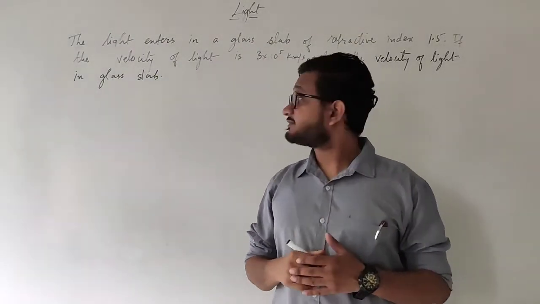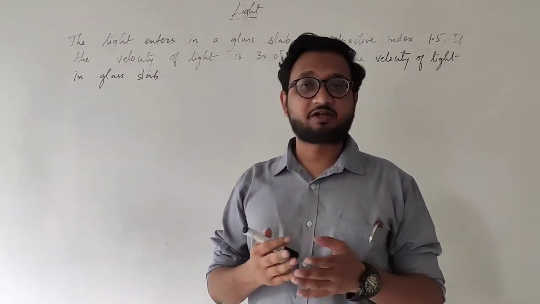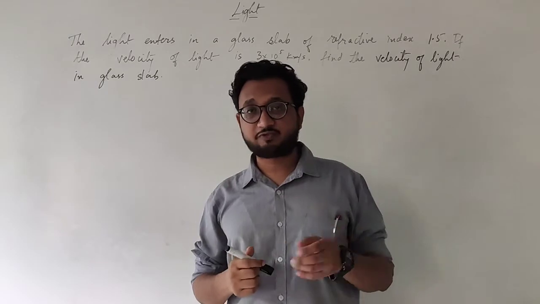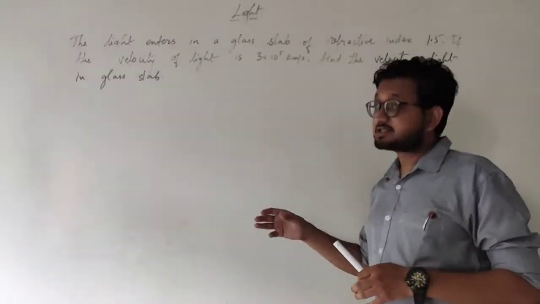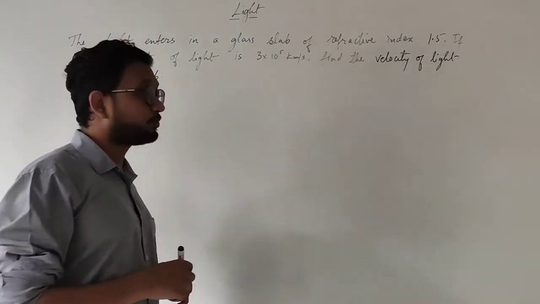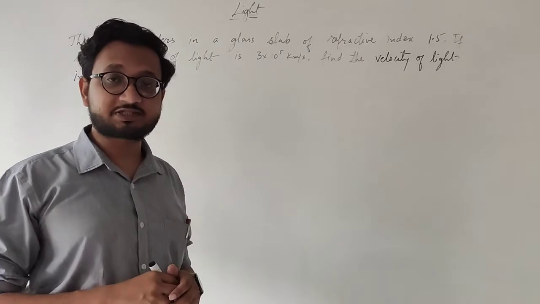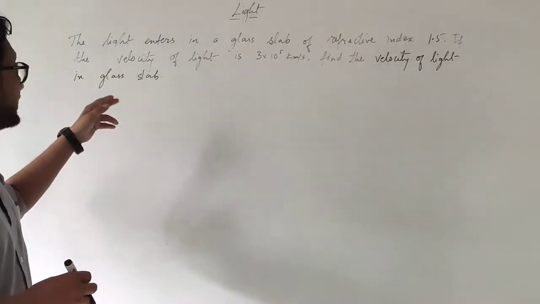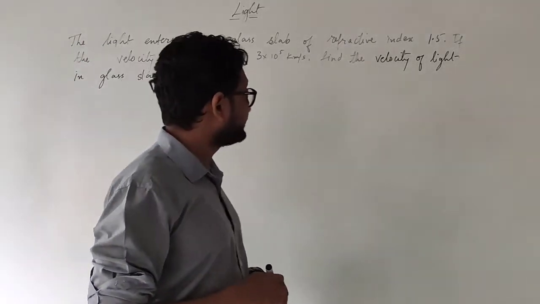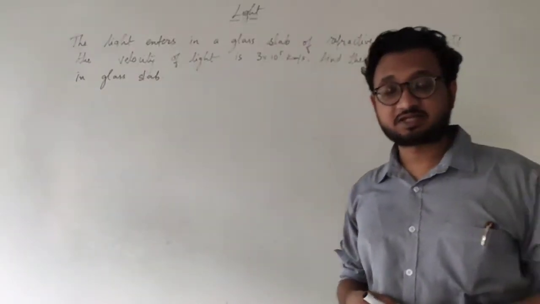Okay, students, so I have a small numerical for you which is related to the glass slab as well as the refractive index that we studied in the previous video. It states that light enters a glass slab of refractive index 1.5. Now this is a constant, so there is no unit. Always remember that it is a ratio. If the velocity of light in air is 3 into 10 raised to 5 kilometers per second, find the velocity of light in the glass slab.